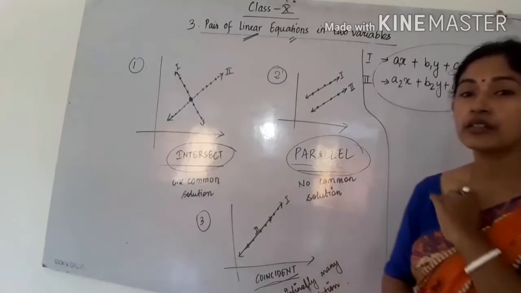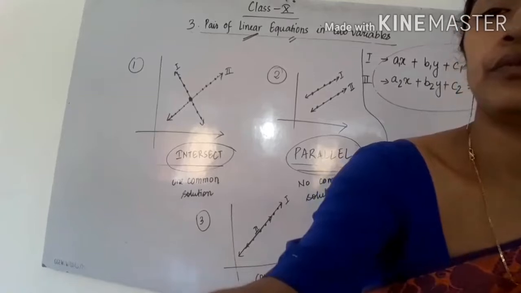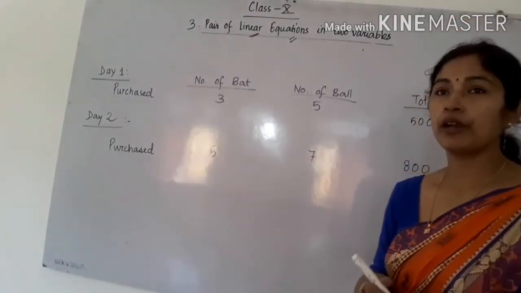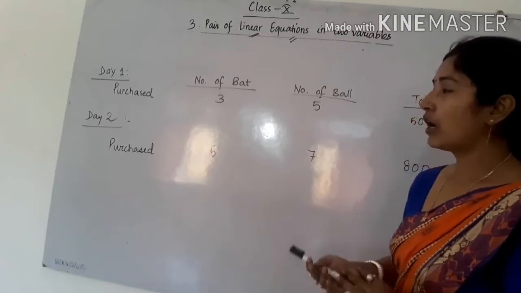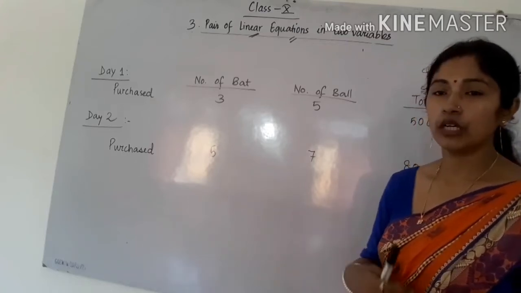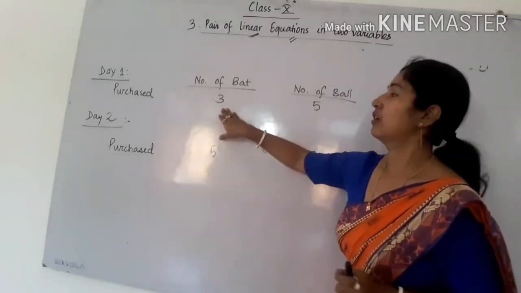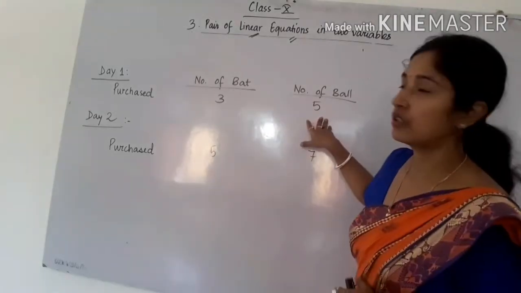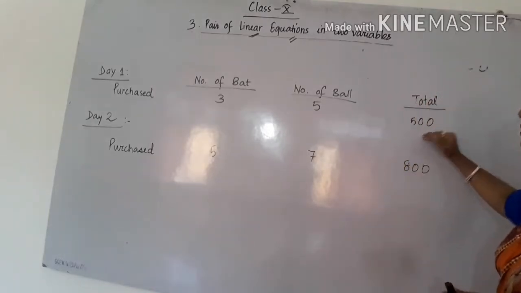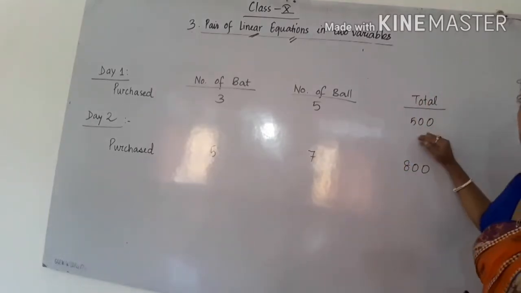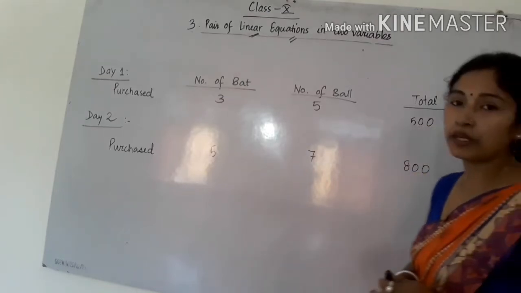So I have discussed it in the graph. Next I will take some examples. So next I have taken one example. See, suppose a question is given like this. One day you went to a shopping market and you purchased 3 bats and 5 balls, and the total cost was 500. That means you have given 500 to the shopkeeper.